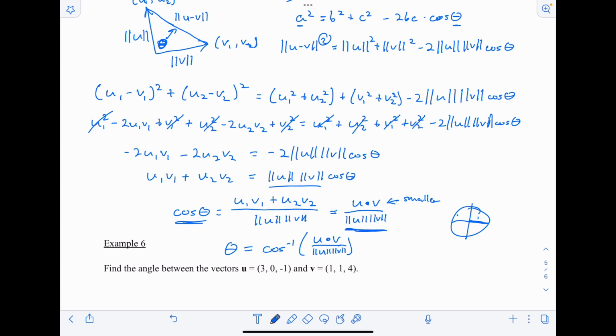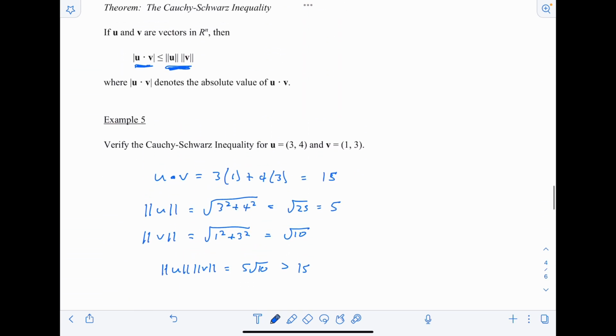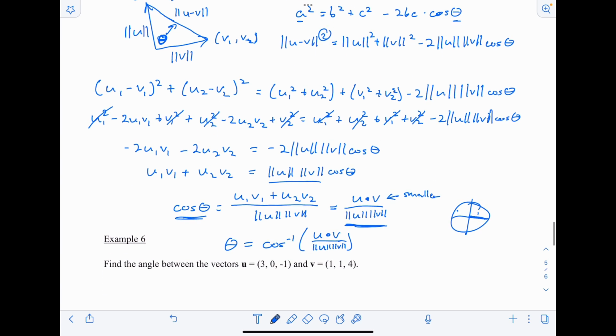If you try to take the inverse cosine of a value bigger than 1, use your calculator, it's going to give you an error. It can't be done. It's impossible. So without this theorem, if this doesn't hold, then this formula doesn't hold either. It has to be true every time for this to be true.